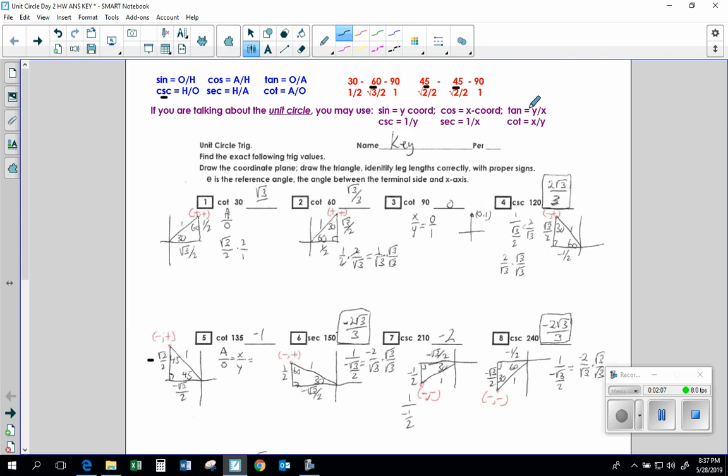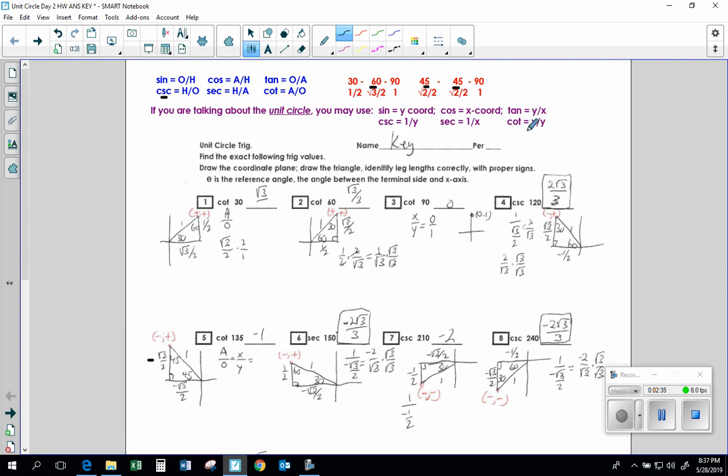And then lastly, you have tangent. Remember, tangent is opposite over adjacent. Well, we just got done saying the opposite is the y coordinate. The adjacent is the x coordinate, so therefore tangent is y over x. And then of course the reciprocals. A reciprocal means 1 over that, so 1 over y, 1 over x, and the reciprocal of y over x is x over y. So you can use these ones within the unit circle.